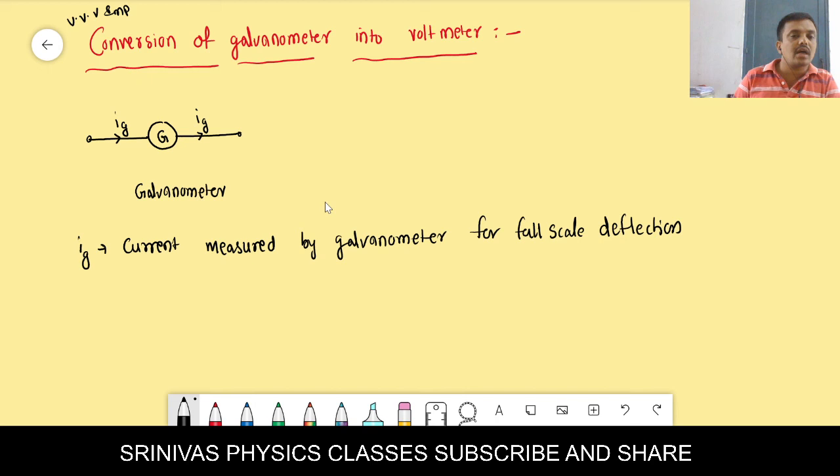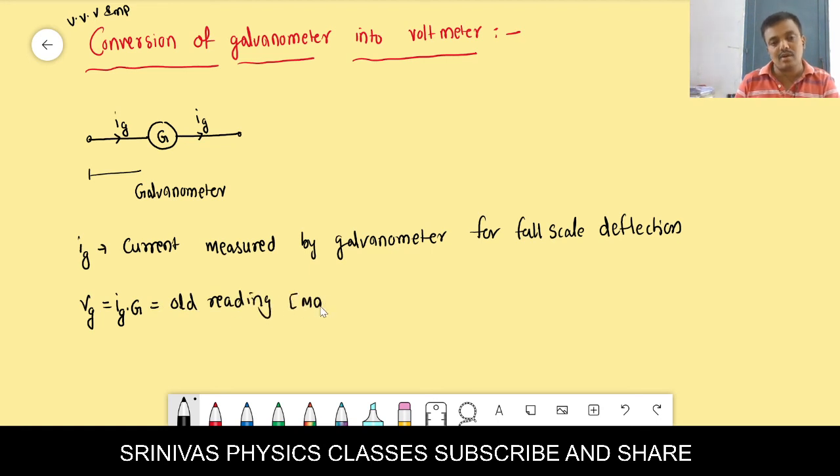Now what I want to do is know the voltage measured by the galvanometer, how much voltage it can measure at maximum. V suffix G is the voltage measured by the galvanometer. That is equal to the current through the galvanometer into the resistance of the galvanometer. This is the old reading, or maximum voltage.